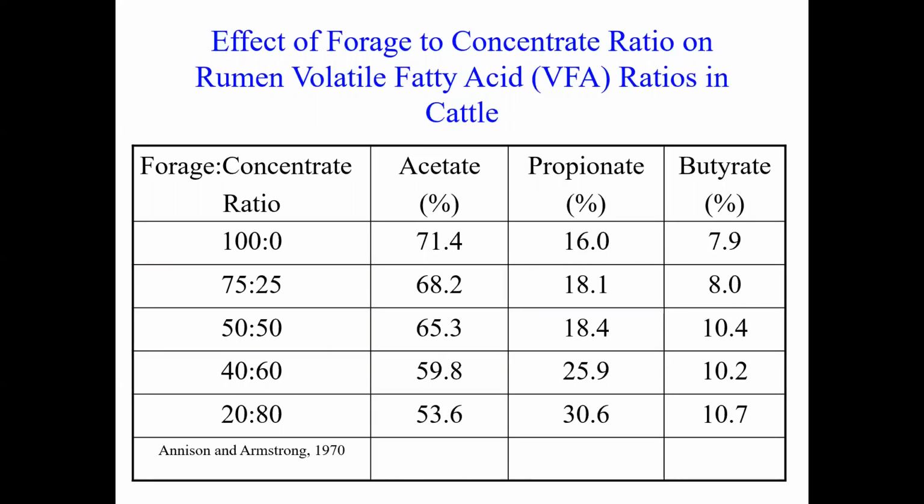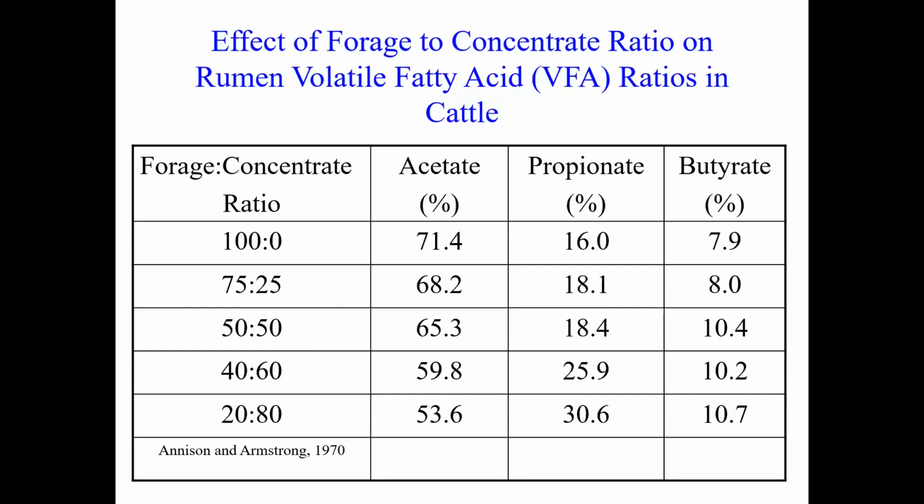This is the effect of forage to concentrate ratio in the diet on rumen VFA production. If I look at my top left and I have a forage to concentrate ratio of 100% forage, I get about 70% acetate, about 16% propionate, and about 8% butyrate. As I move on down to a high grain, low forage diet with 20% forage, 80% grain, what I get is 50% acetate, 30% propionate, and about 10% butyrate.